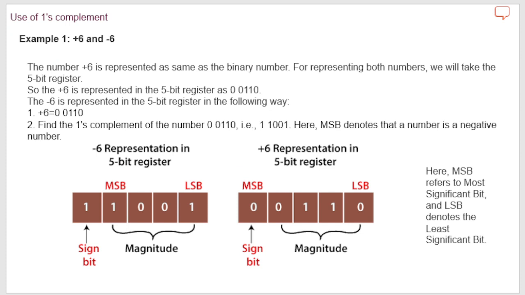Next, use of 1's complement, like this. So if it is plus 6 or minus 6. Okay, this is called LSB and this is called MSB. This is the MSB for that. Okay, so for plus 6, the number plus 6 is represented the same way as the binary number.